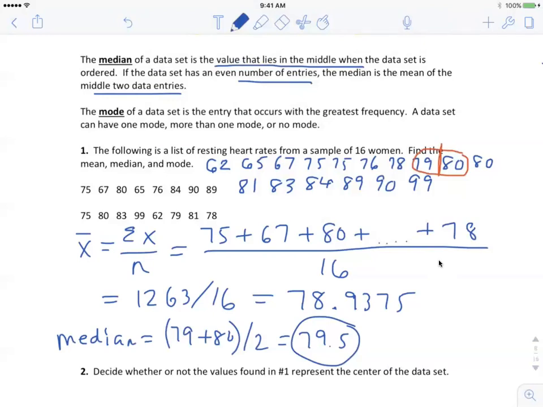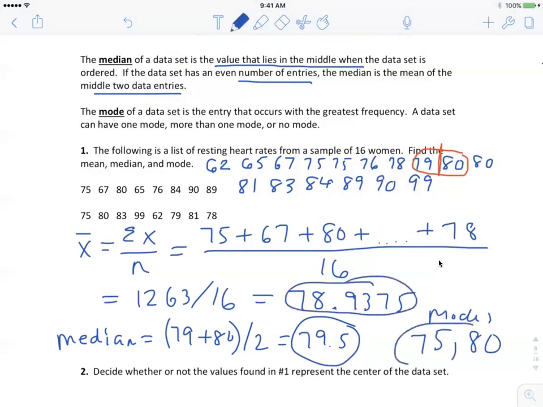The mode is just which number occurs the most frequently, or with the greatest frequency. Do we have any that repeat? Okay, so we do have 75 repeating. There are two 75s, and then there are two 80s. Okay, and there's no number that has 3, right? So the highest is 2, and there are two numbers, 75 and 80. So this one has two modes. We would call this bimodal, 75 and 80.